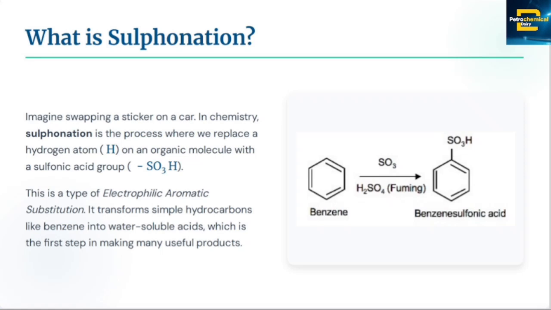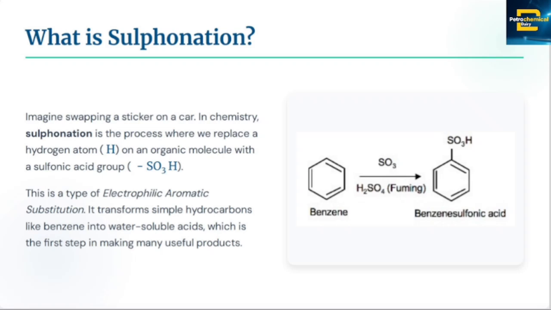First of all, let's look at the definition of sulfonation. It is the process where we replace a hydrogen atom on an organic molecule with a sulfonic acid group. Now, if you look at the illustration I gave here, imagine swapping a sticker on a car. That is just the illustration of what sulfonation is.